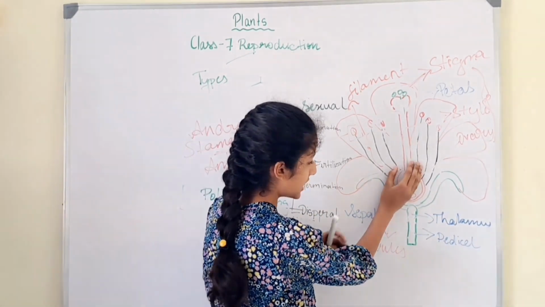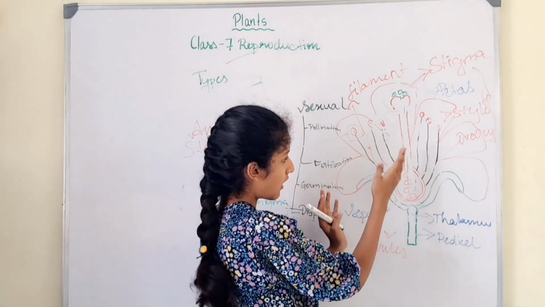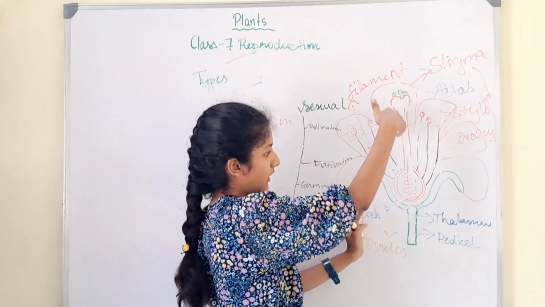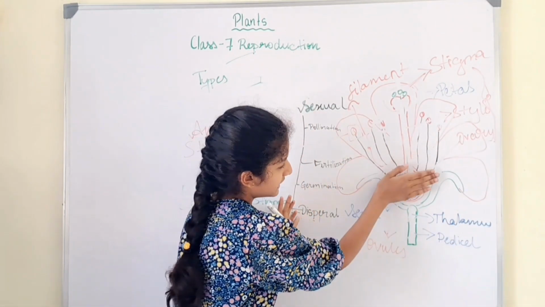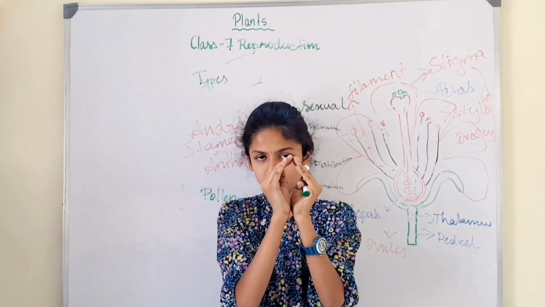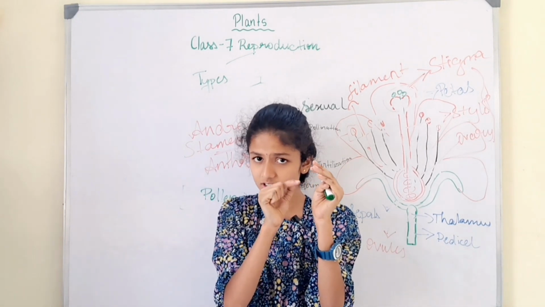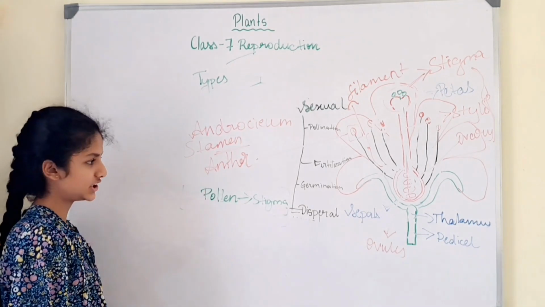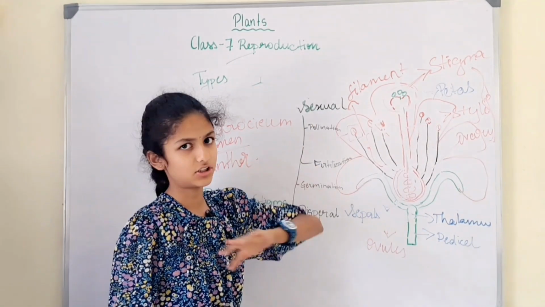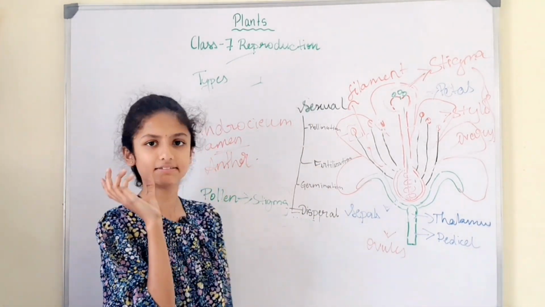Now this ovary will become the fruit. All this petal, stamen will dry off. This will also fall off. Finally, we will have only the ovary that has become the fruit, and the ovules, they have turned into seeds. You got now how this fertilization occurs? Now fertilization is also completed. Now we have a seed.